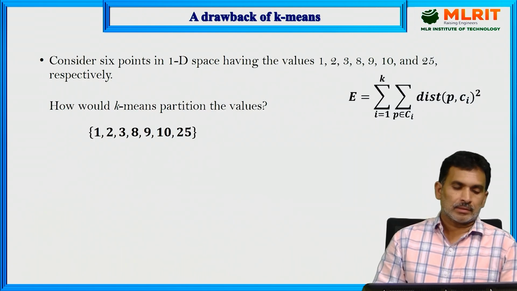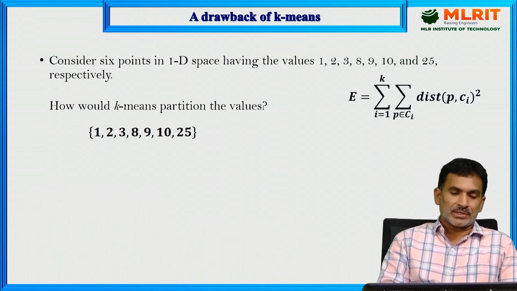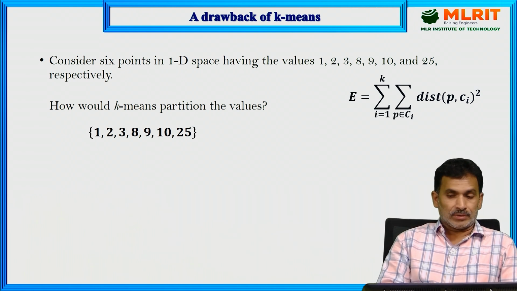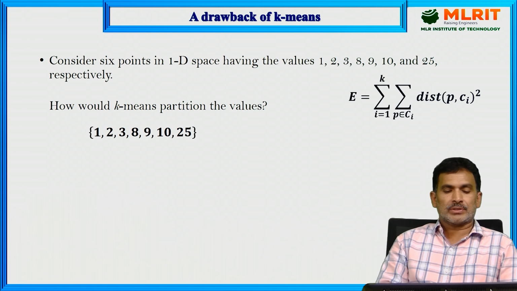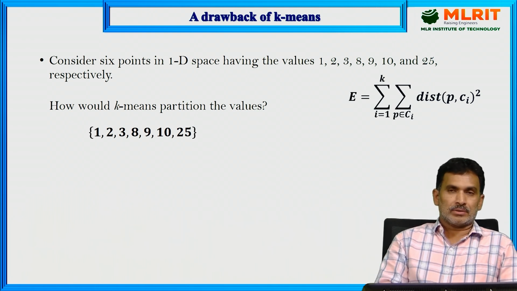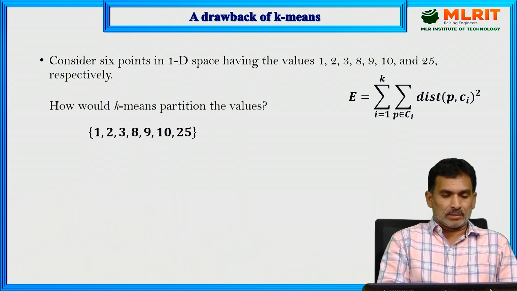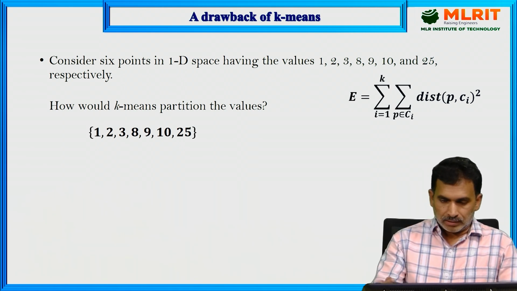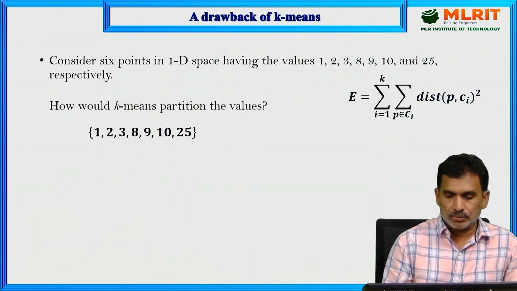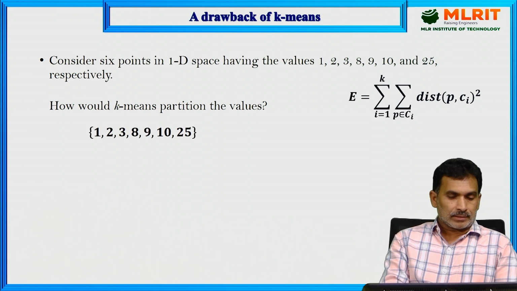Consider seven points in a one-dimensional space having values 1, 2, 3, 8, 9, 10 and 25 respectively. If we apply the K-means algorithm, how does it partition this data set? Here, we use this error equation to find out the intercluster deviation.